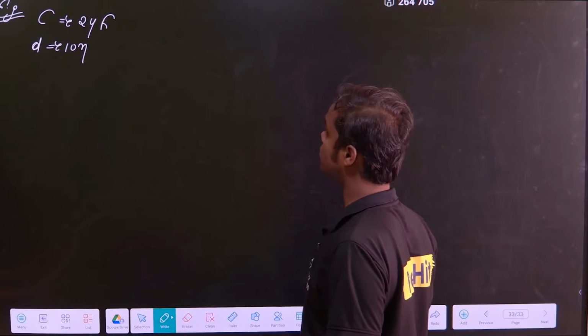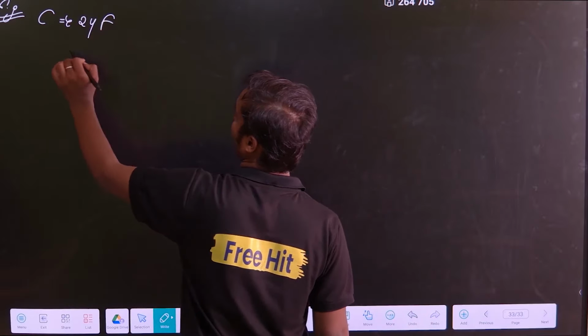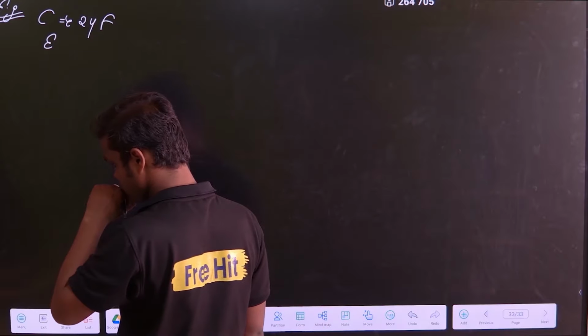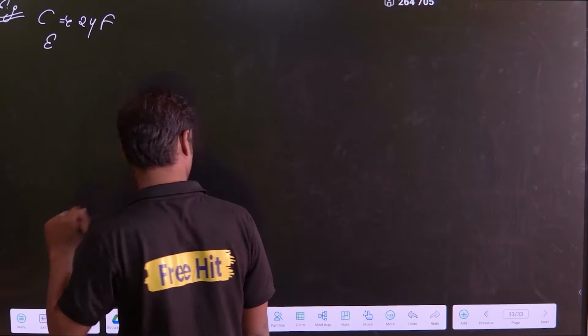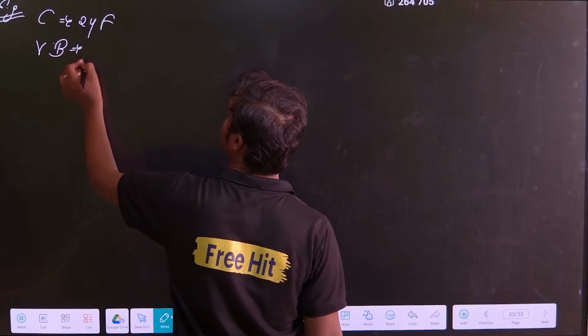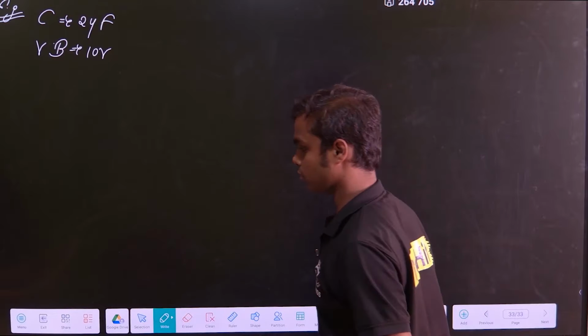Let's say 2 microfarad is given, and let's take some epsilon, or suppose the breakdown voltage VB is given as 10 volt. Yeah, VB is given as 10 volt. Now we have to design.